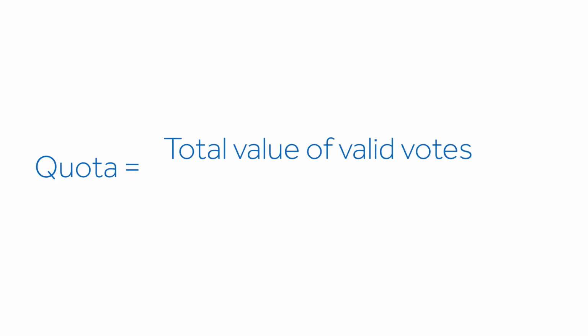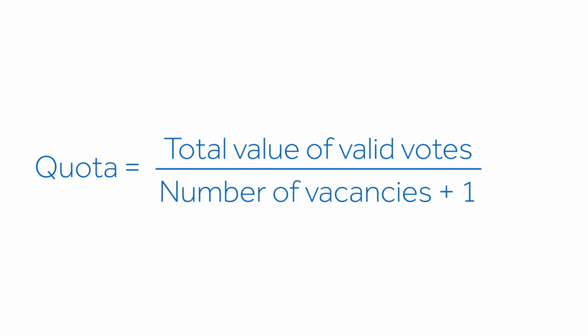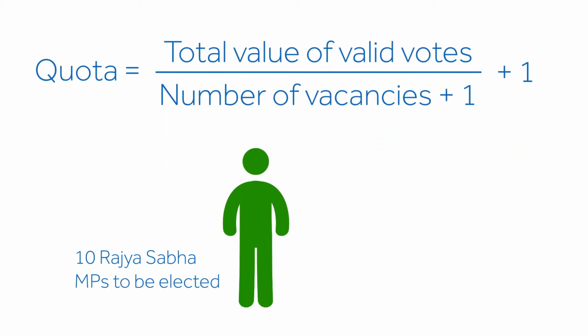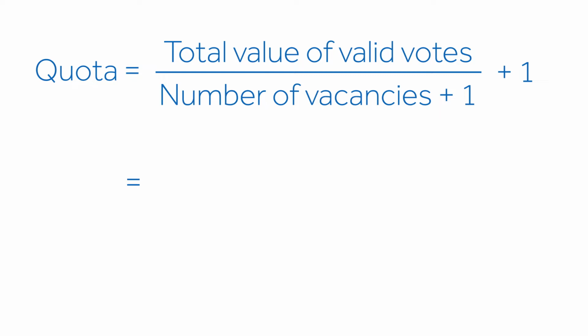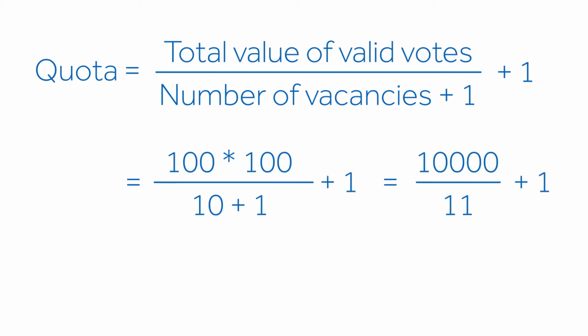This is done by dividing the total number of valid votes cast in a state by the number of vacant seats plus 1. And another point is added to the result. Let's say that 10 Rajya Sabha seats are vacant in a state with 100 MLAs. We will assume that all MLAs cast their votes and all votes are valid. Then the quota comes to 100 times 100 divided by 11, which is equal to 909, plus 1, which is equal to 910. Now each candidate must secure at least 910 value votes in the first round of counting.